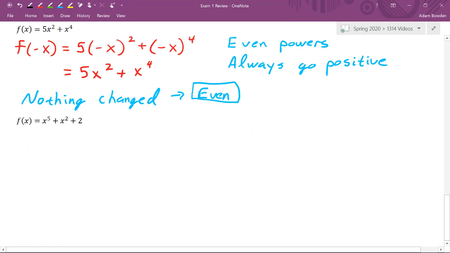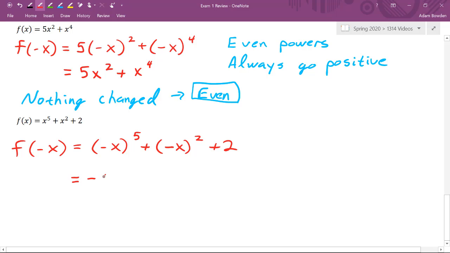Now this one over here, let's try this one out. We'll do f of negative x to be negative x raised to the fifth plus negative x raised to the second plus 2. And so what we'll get is that's an odd power of 5, so that's still going to be negative. That's an even power of 2, so that's going to be positive.